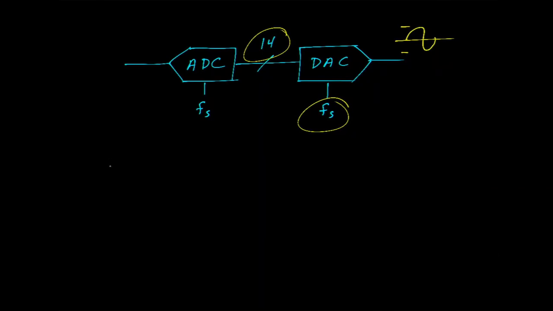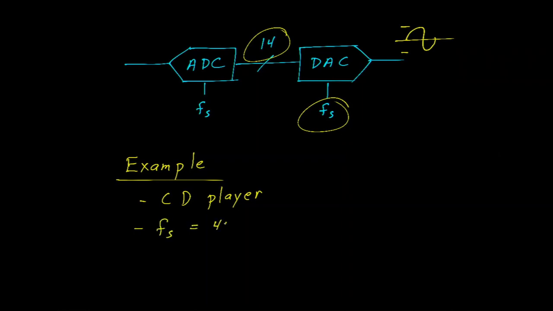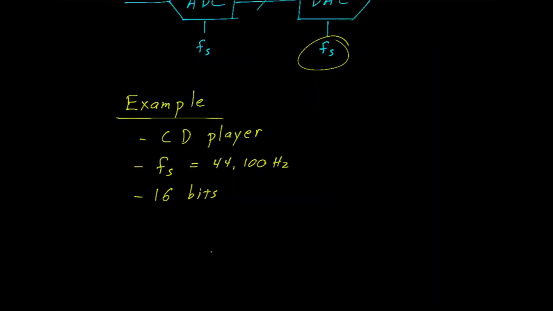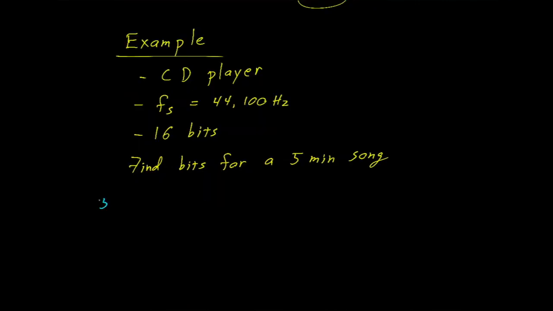To put all this in perspective, consider this example. There is a digital to analog converter in your CD player. The sampling frequency of the CD player is typically 44,100 Hz, and it has a bit depth of 16 bits. Let's calculate the number of bits required for a 5-minute song. Using dimensional analysis, we start with 5 minutes. There are 60 seconds per minute.